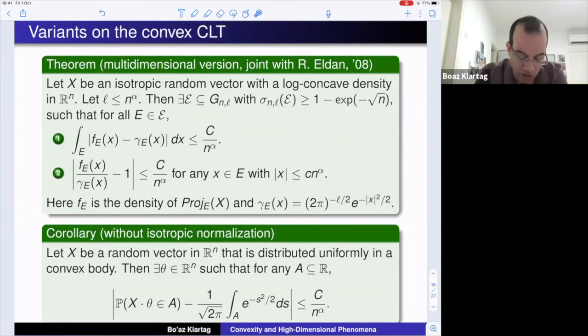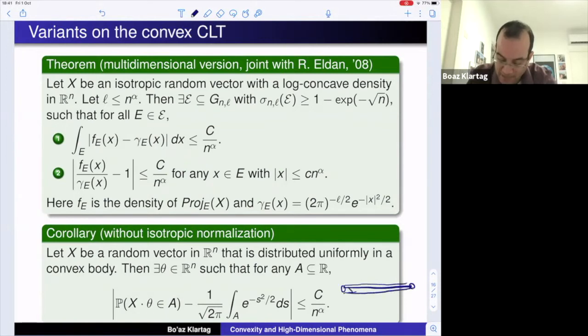One more theorem, or a corollary, is about convexity without the normalization, because you don't always have it, of course. So let's now suppose that X is some random vector in Rn, which is distributed uniformly in some arbitrary convex body, no restriction whatsoever. You can even take things which look almost one-dimensional. It should be a body, it should have non-empty interior, it should be compact. But other than that, it could be anything else.